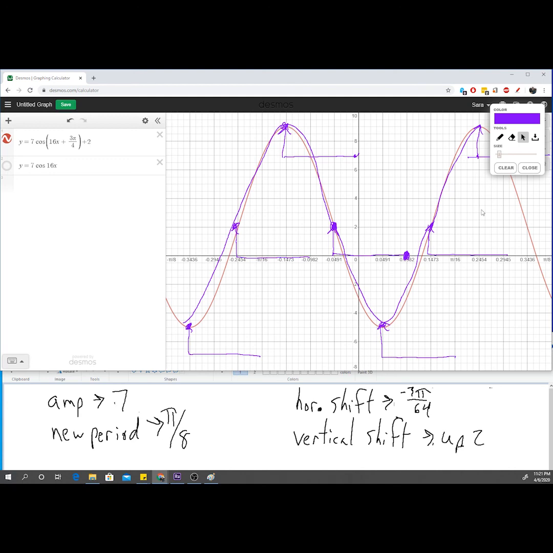So I am going to be asking you some quizzes. Like I said, in the end, what I'm really going to look for is, are you going to be able to identify the amplitude, new period, horizontal shift, and vertical shift from the equation that you're given. And then we are going to work our way towards, what if I give you the graph? Could you find the equation out of it? And we're going to play with that.